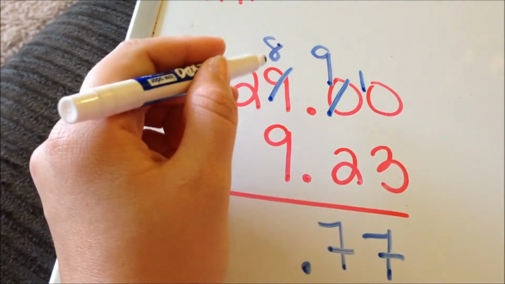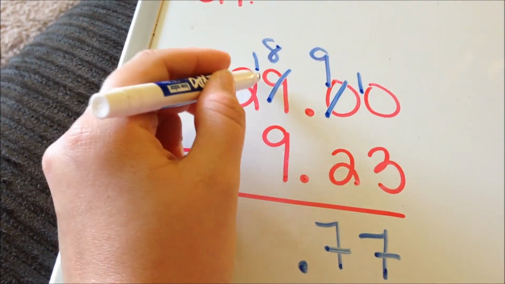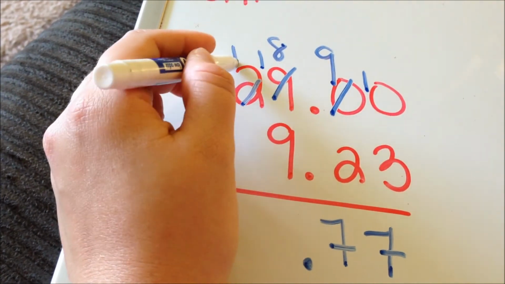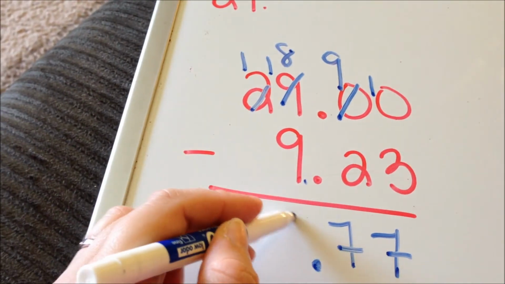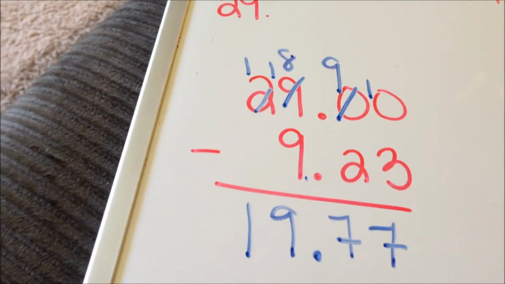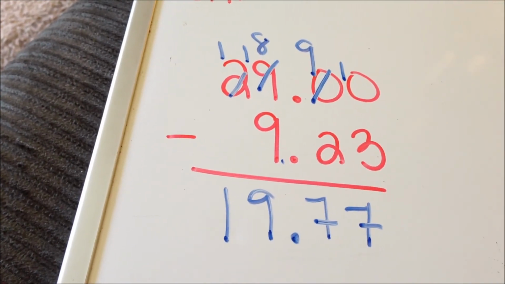Then we have 8 minus 9, that doesn't work. 8 becomes 18, and then we borrow from the 2, that becomes a 1. 18 minus 9 is 9, and then we just bring down the 1. So our final answer is 19.77.